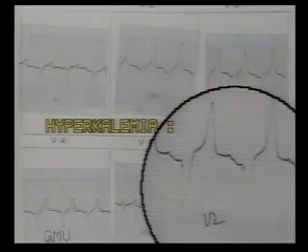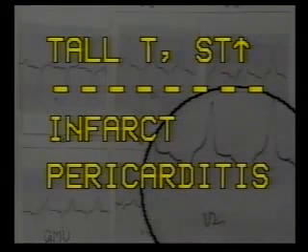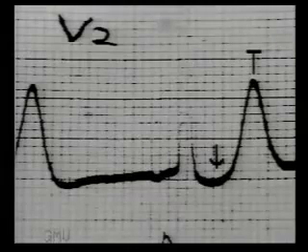This is another ECG of hyperkalemia. Note the tall peaked T waves more than 10 millimeters high in all the leads. Tall T waves with elevated ST segment are seen in two conditions which we have already studied. Number 1, acute myocardial infarct on the first day and acute pericarditis when seen in all leads.